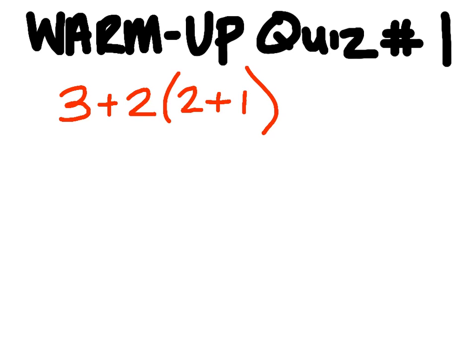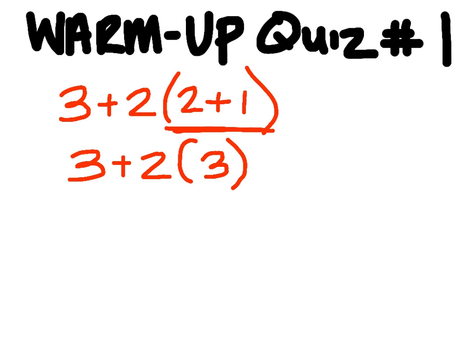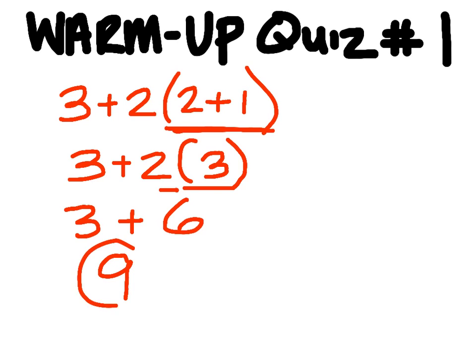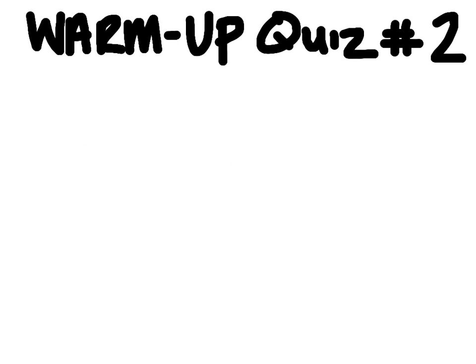You have to go to the parentheses first. 2 plus 1 is 3. And anytime you have a number up against a set of parentheses, that means you're multiplying. So 2 times 3 is 6. 3 plus 6 is 9. Number 2.